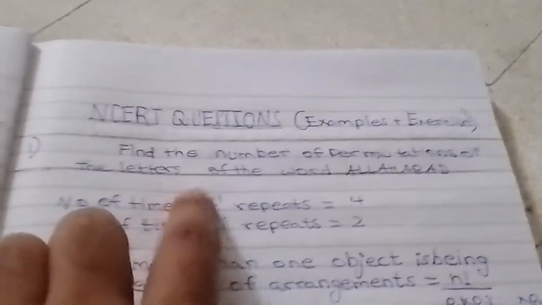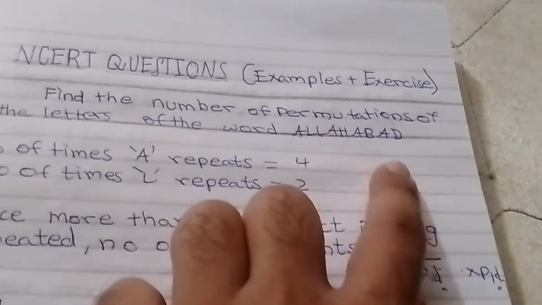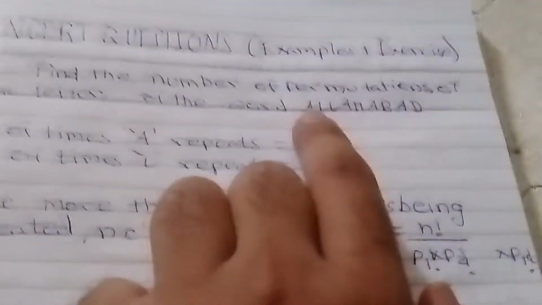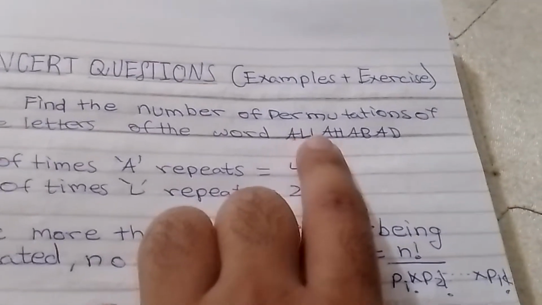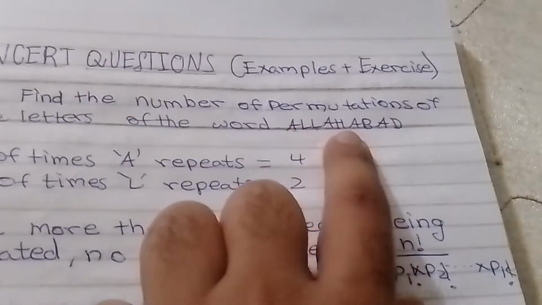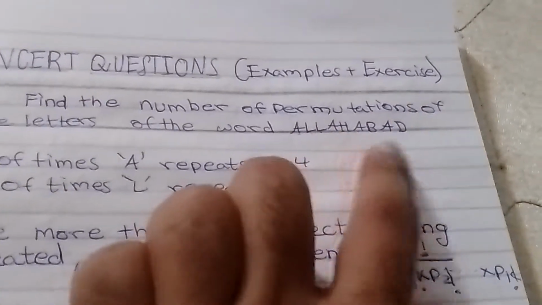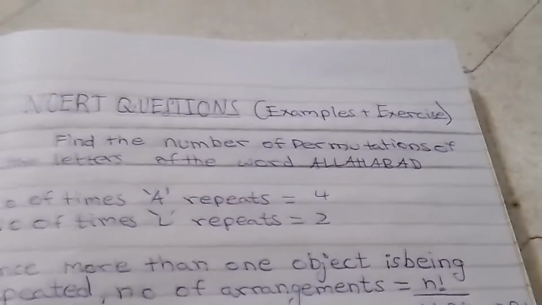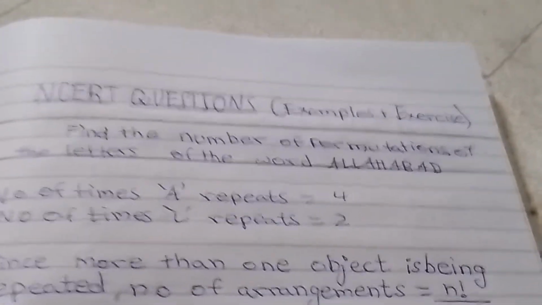If you notice the word Allahabad carefully, you'll find certain alphabets are repeating. The alphabets are A, L, L, A, H, A, B, A, D. So A repeats 4 times and L repeats 2 times. Alright. So that means K is equal to 2. The number of objects which repeats. The number of objects which has replicas in that particular permutation is equal to 2.